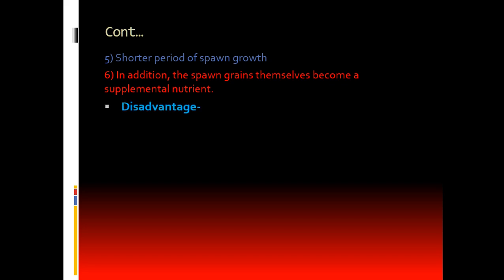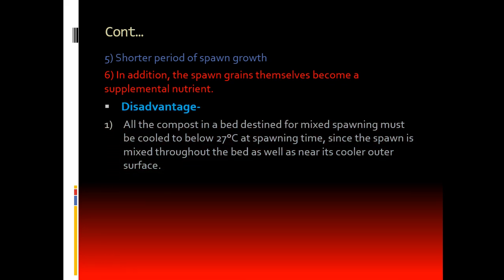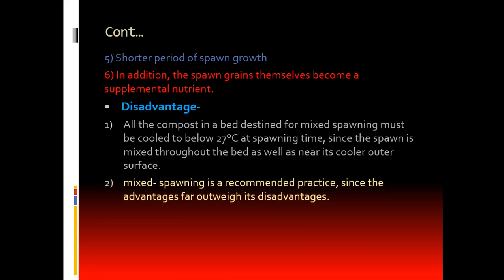Okay, we see the disadvantages. All the compost or bed destined for the mixed spawning must be cooled to below 27 degrees Celsius at the spawning time, since the spawn is mixed throughout the bed as well as near the cooler outer surface. It means AC is required for maintaining the temperature of the growing room, incubation room. We learned those things. So what is meant by the growing room, the incubation room, the compost yard, the spawning yard? These things are different.